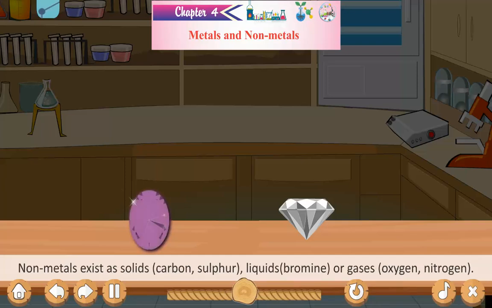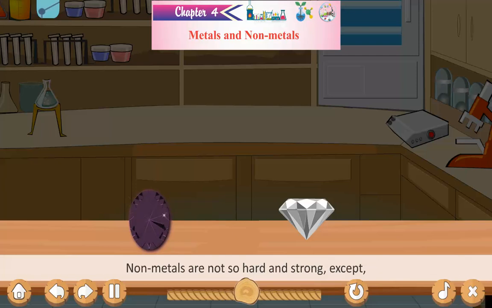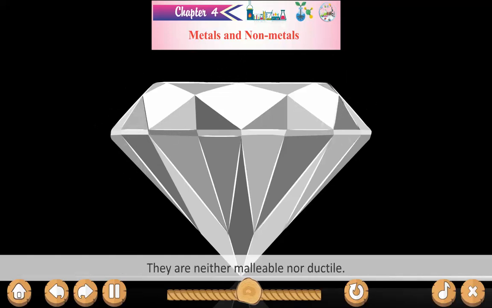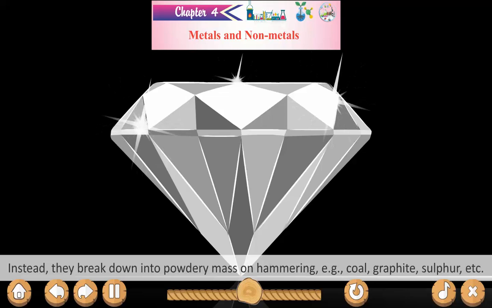Non-metals exist as solids, carbon, sulfur; liquids, bromine; or gases, oxygen, nitrogen. Non-metals are not so hard and strong except diamond, which is the hardest substance known. They are dull or lustreless in appearance except iodine and diamond. They are neither malleable nor ductile. Instead, they break down into powdery mass on hammering. Example, coal, graphite, sulfur, etc.